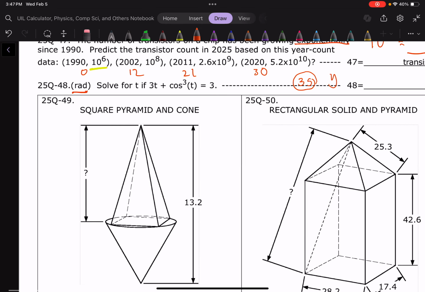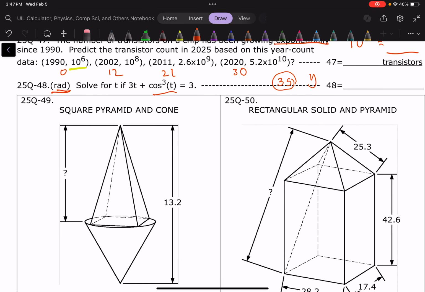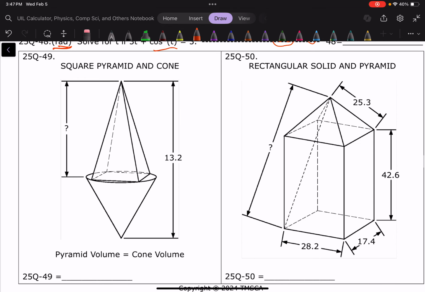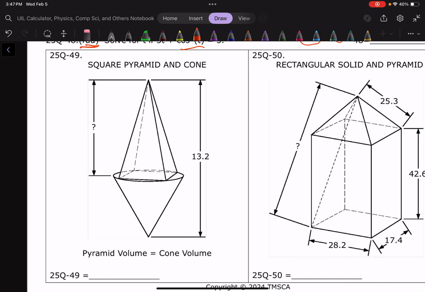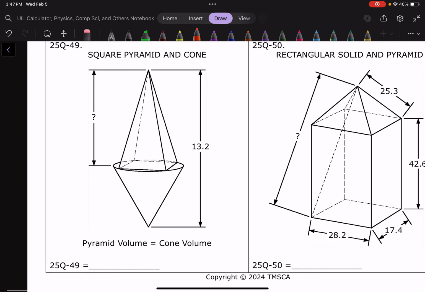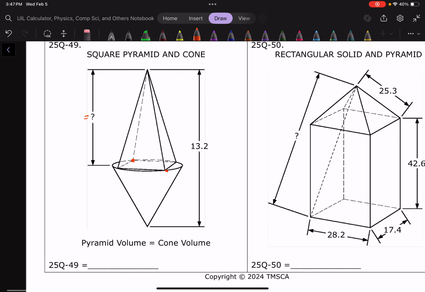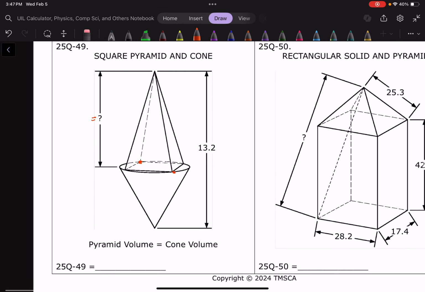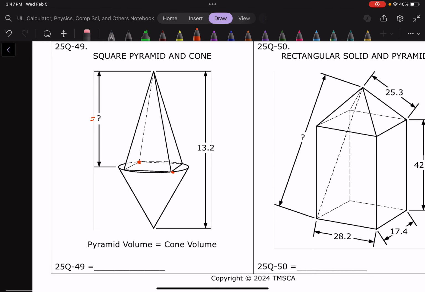It's going to be in radians, so make sure that your calculator is set to radian mode when you answer that one. All right, 49. They tell us the pyramid volume, which we don't know, but we do know that the corners of the pyramid reach the ends of the cone here. And this height right here is x, and this height right here would be 13.2 minus x.